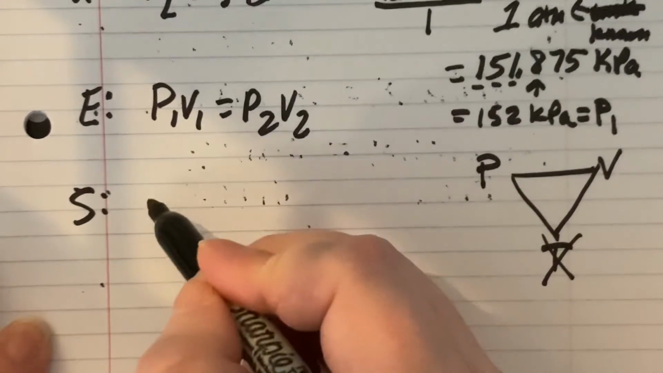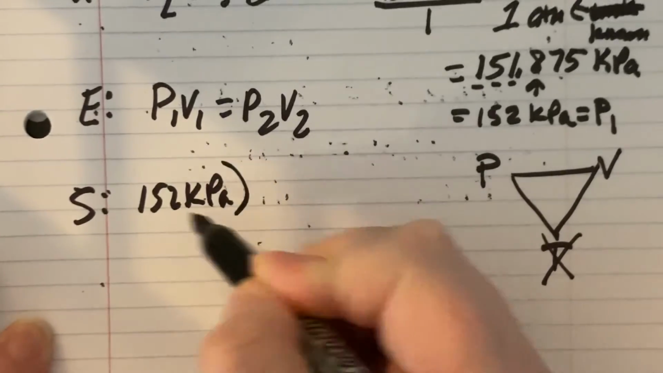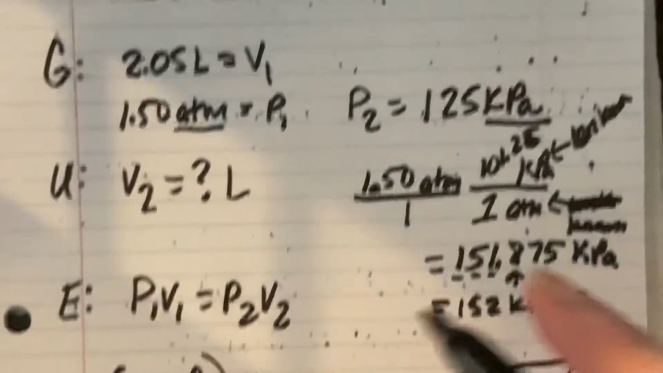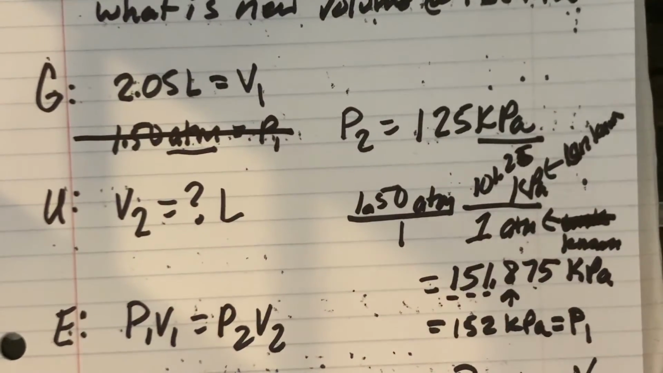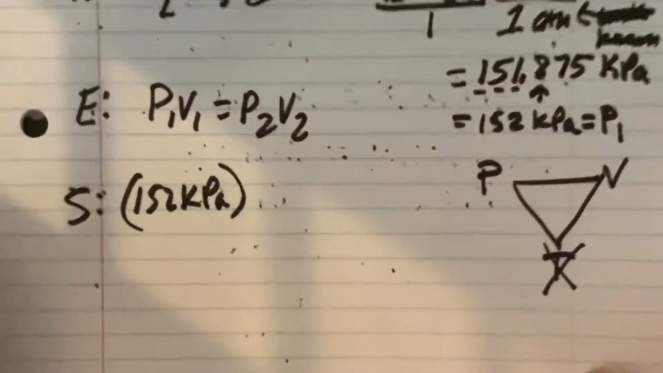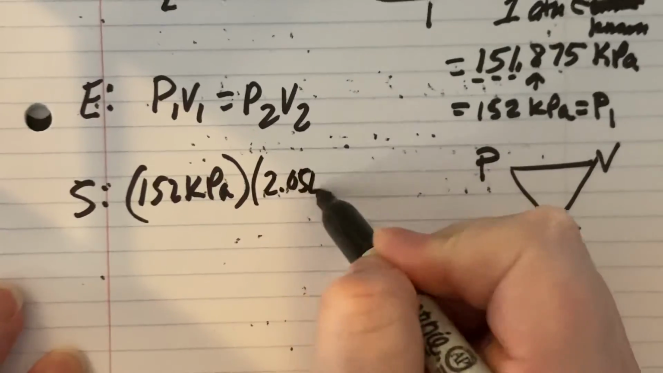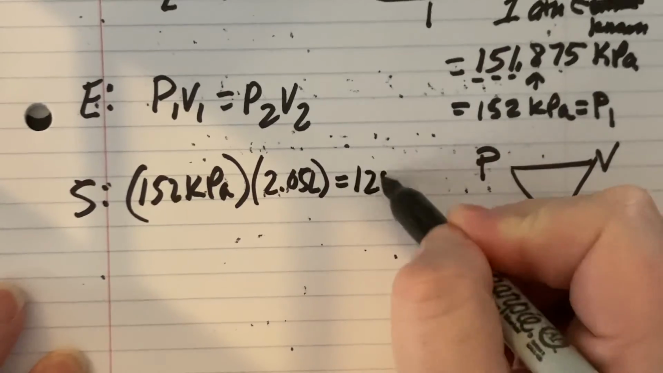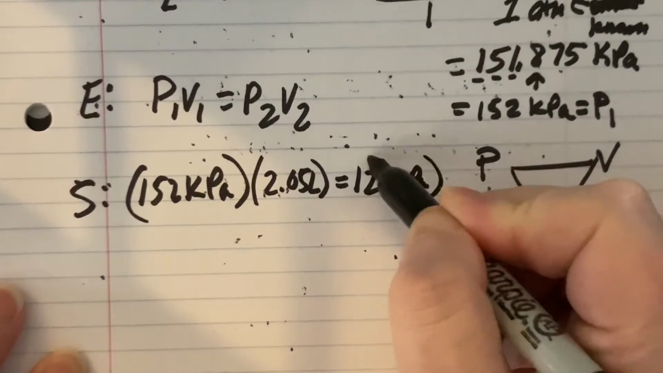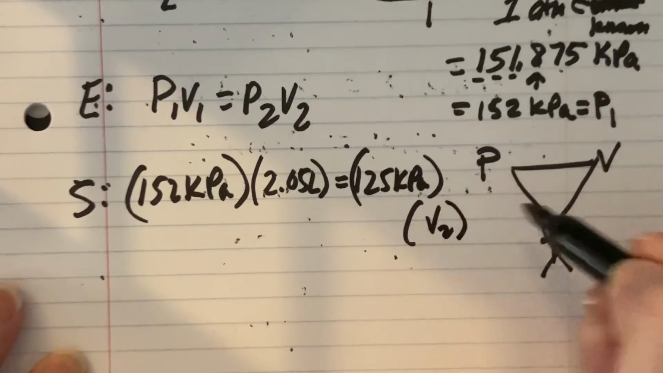P1 is 152 kilopascals. Don't put the atmosphere 1 in here. You might even want to, after you convert, put a line or something through it so you don't accidentally write the wrong one there. Okay. My volume 1 is 2.05 liters, and that equals my pressure 2, 125 kilopascals, times my volume 2. Oh, I don't know that, so I'm just going to leave it V2.